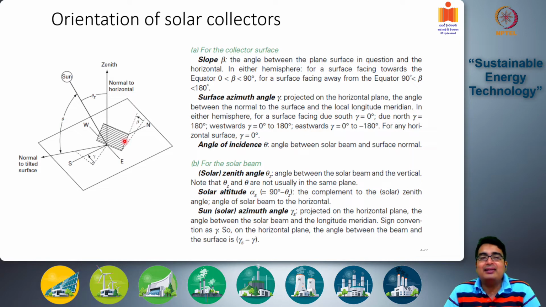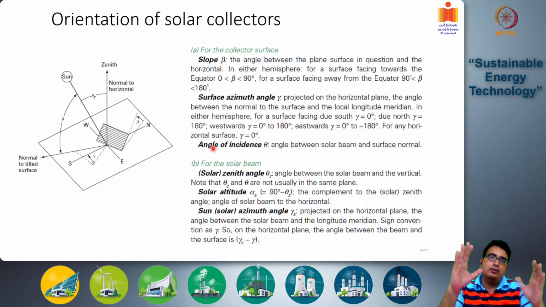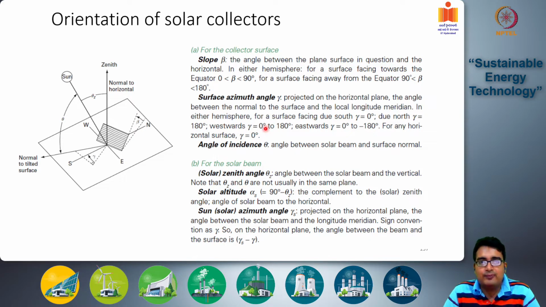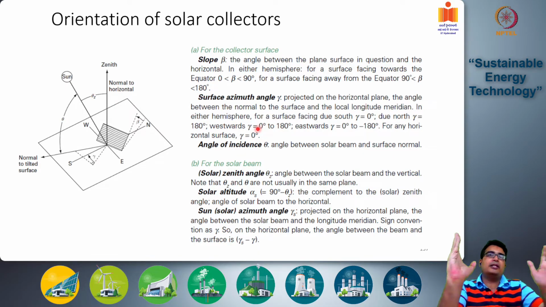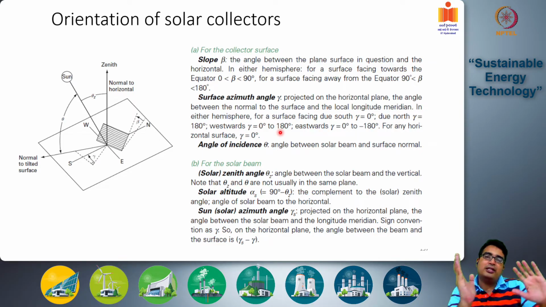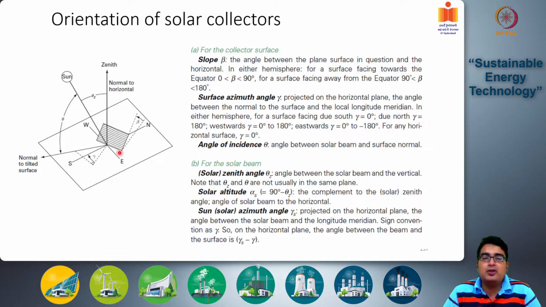is the angle that this surface normal makes with respect to the north-south direction. Okay. So in the west, if the surface is oriented westwards with respect to the north-south direction, then gamma varies from 0 to 180 degrees. So the surface can be rotated like this up to the other side. Similarly, if the surface is rotated eastwards, then gamma varies from 0 to minus 180 degrees.